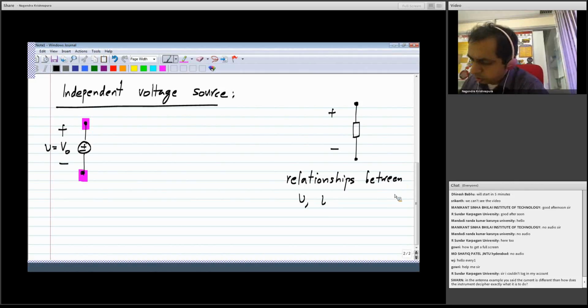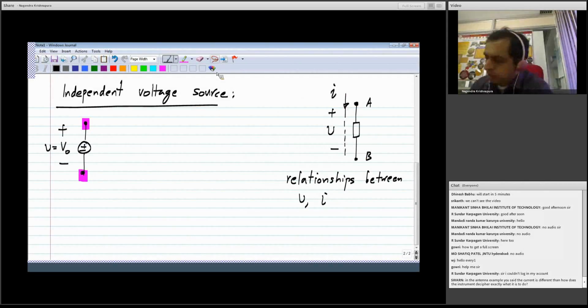Now, the voltage, let's say it's defined with this polarity, that is, I call this terminal A and terminal B, and I define voltages with A being positive and B being negative. That is, I measure the voltage of A with respect to B. Then I will also specify the current that is going into the terminal A. Now, of course, it's understood that the same current will come out of terminal B.